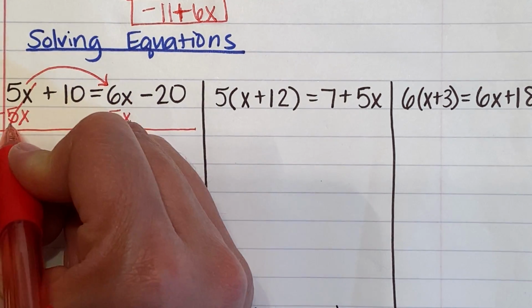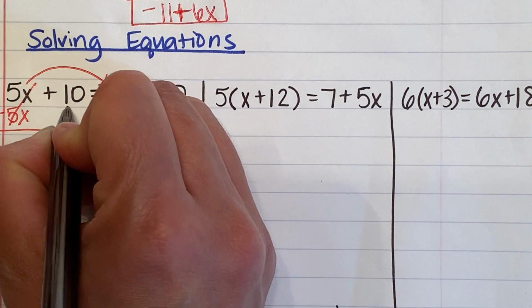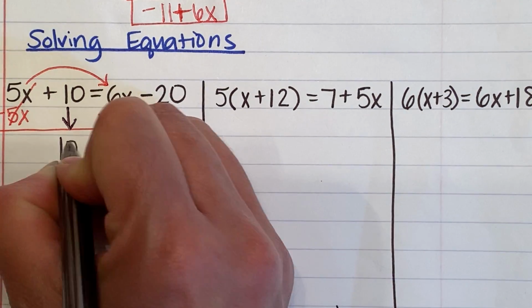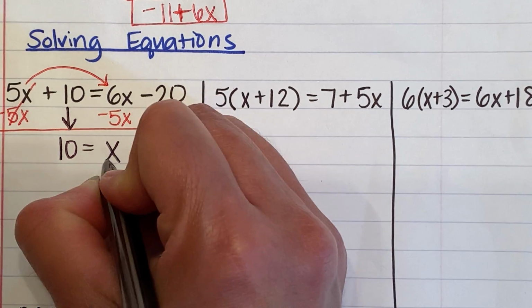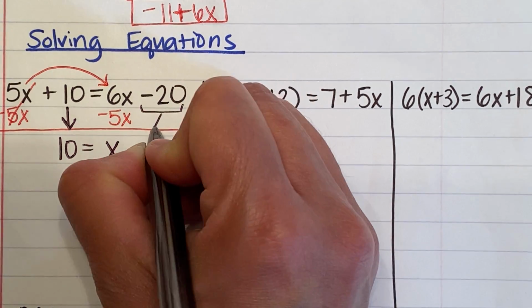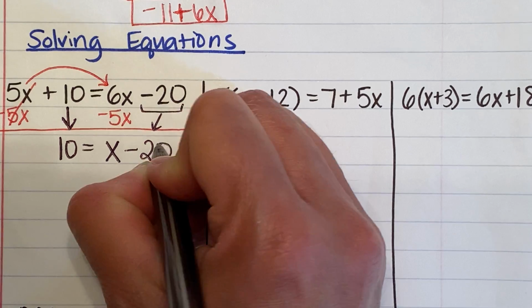5x minus 5x is 0. It goes away. I'm going to bring down my positive 10 equals 6x minus 5x is a 1x, so I just have to write x. Now I need to bring down this negative 20.